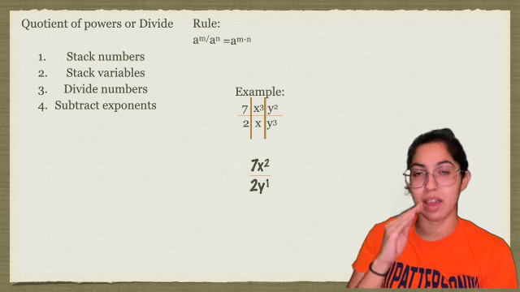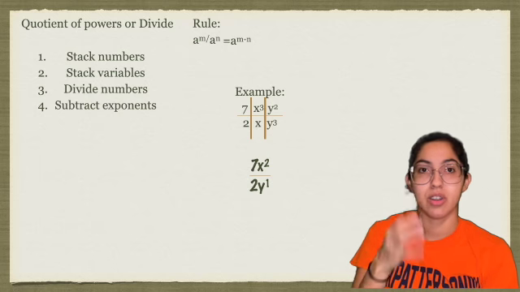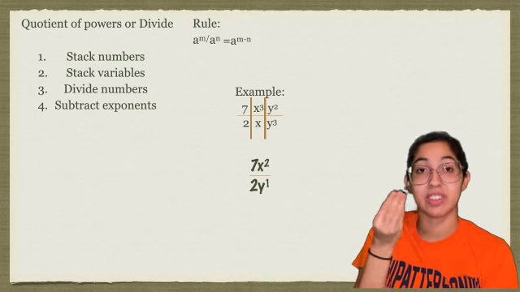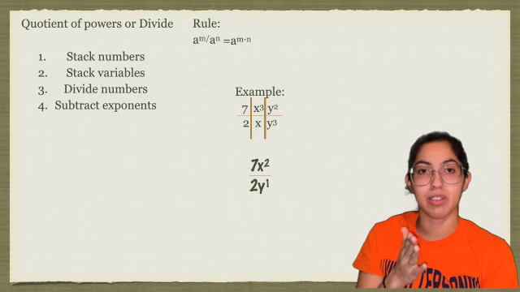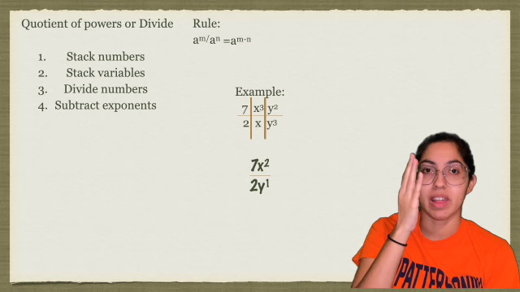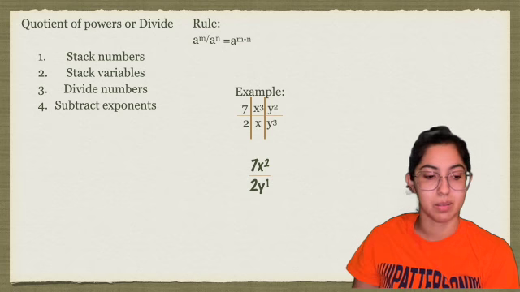If you have a variable that does not have a match, like a z or a w or anything else, it just stays right where it is. It doesn't move anywhere. You just want to make sure the letters that have matches are matched together. And that's pretty much it.